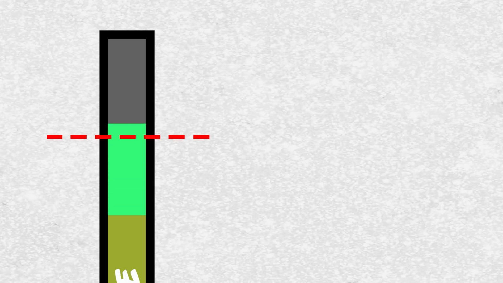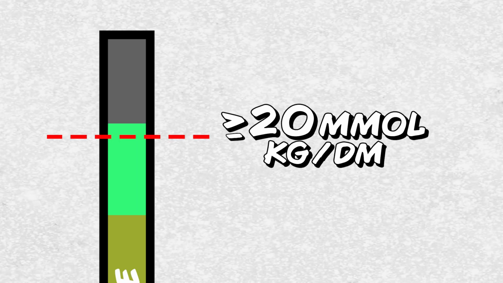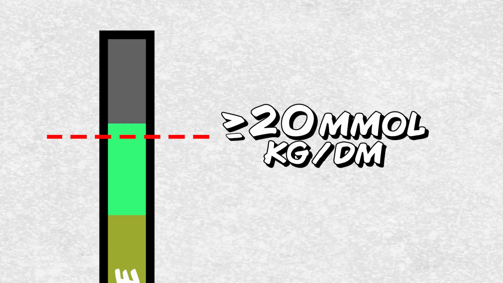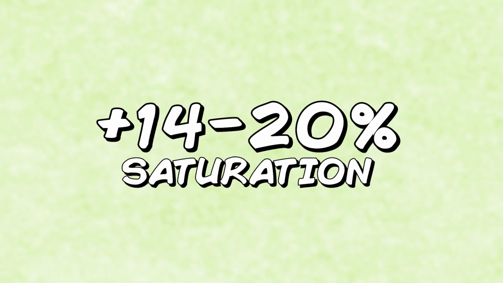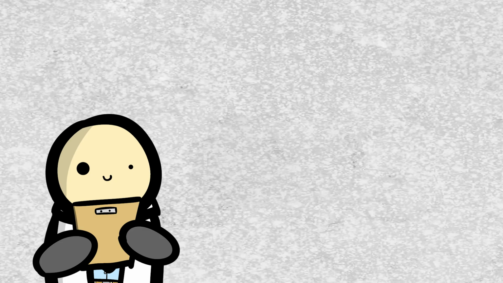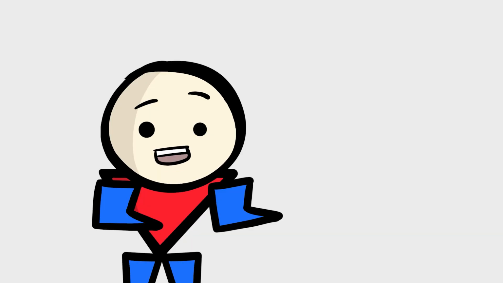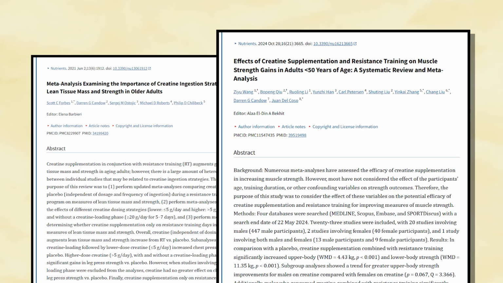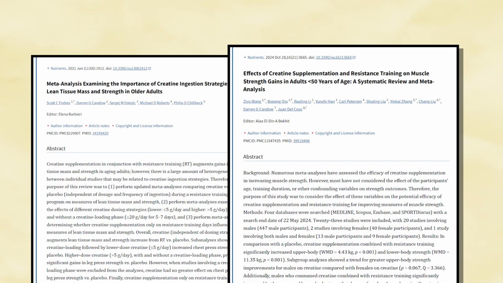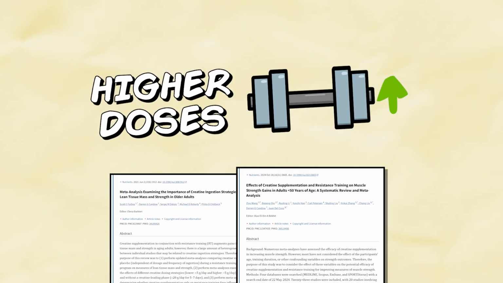More specifically, we have to increase muscle total creatine concentrations around or above 20 millimoles per kilogram of dry muscle weight, which is about a 14 to 20% increase for most people. And the early researchers concluded that taking the common 3 to 5 grams a day is best for achieving this. But if recent research is anything to go by, like the 2 meta-analyses in 2021 and 2024 that showed even greater strength gains with higher dosages, then perhaps 3 to 5 grams is not enough for everyone.